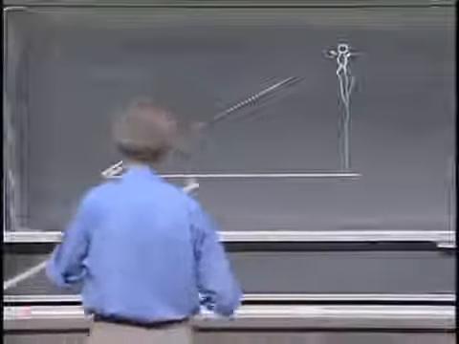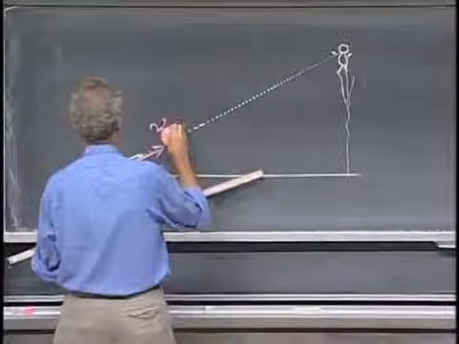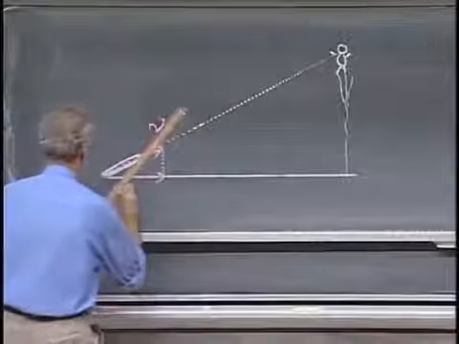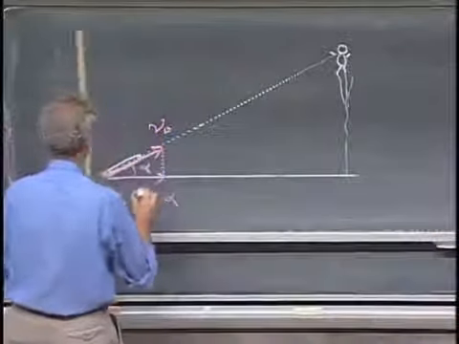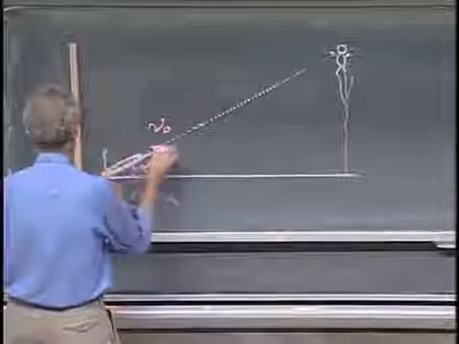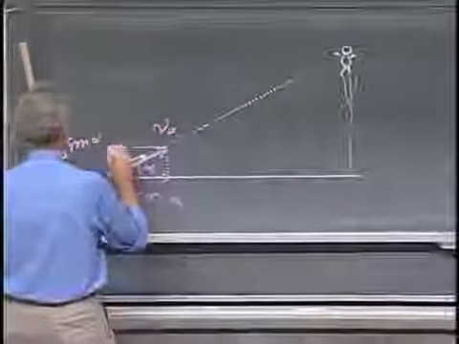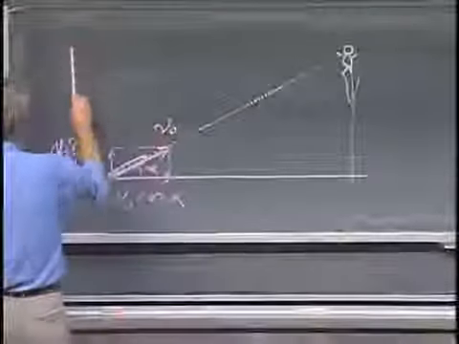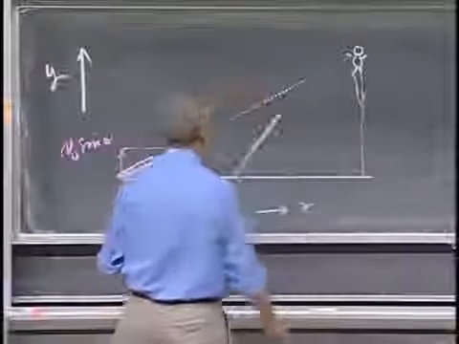He shoots it with a certain velocity, the golf ball. Let this be the speed, v0. So the horizontal component, you're going to see that again and again, v0 cosine alpha, and the vertical component equals v0 sine alpha. Let this be my increasing value of y, and this be my increasing value of x.